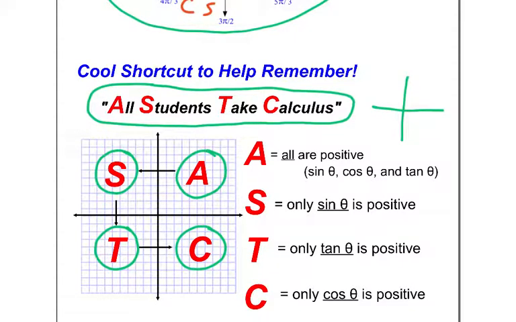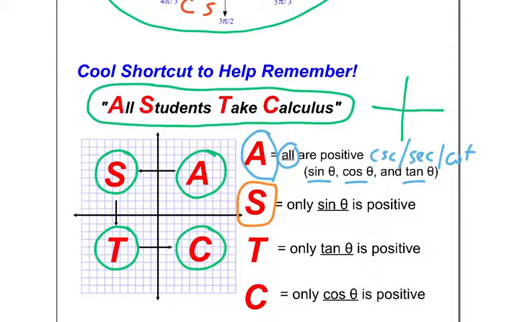So for example, A means all. All trigs, meaning sine, cosine, tangent, all three of those trigs are positive. But remember, not just all three, but then also all of the reciprocals, right? So really, all six are positive. So don't forget those extra three. In the second quadrant, folks, S. S stands for sine. So the sine is positive in that quadrant, which also means the cosecant.